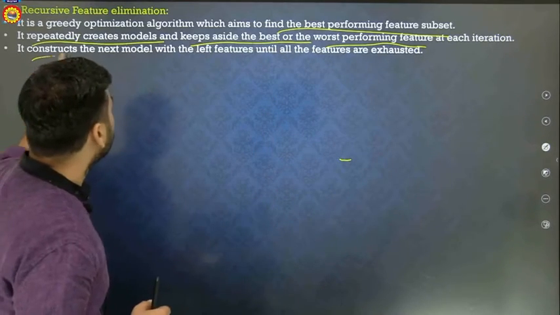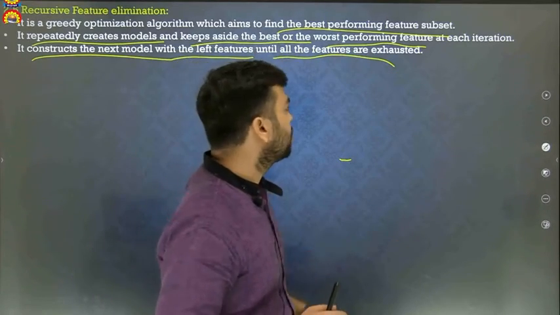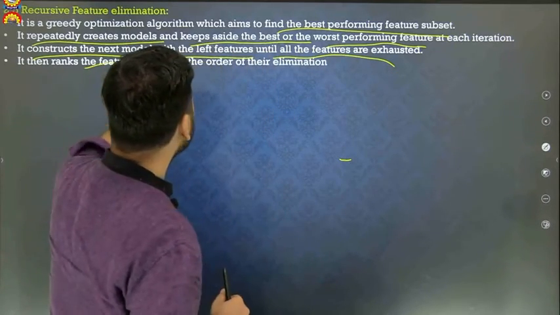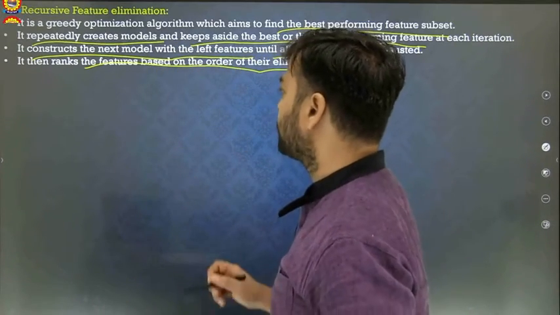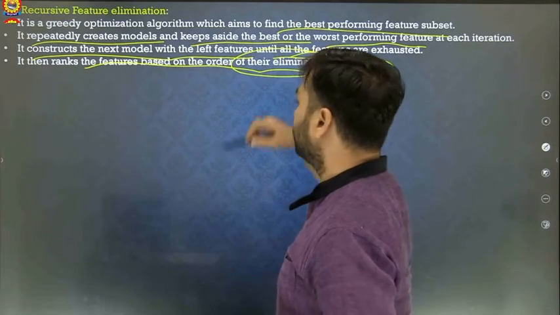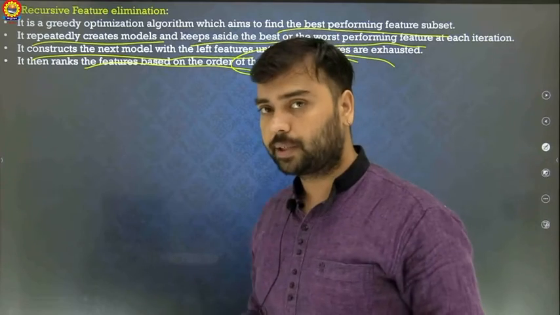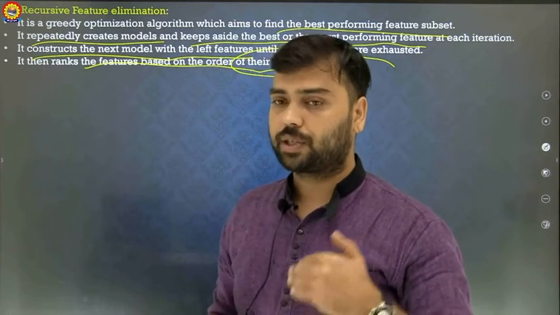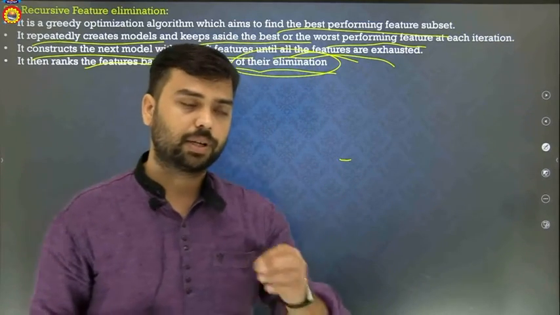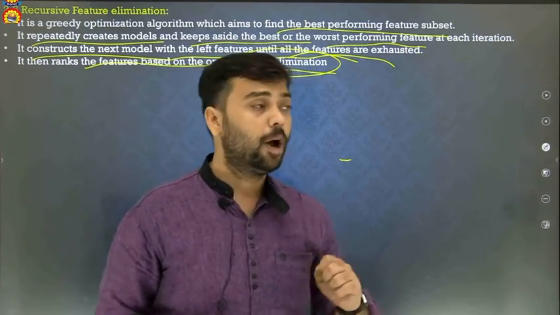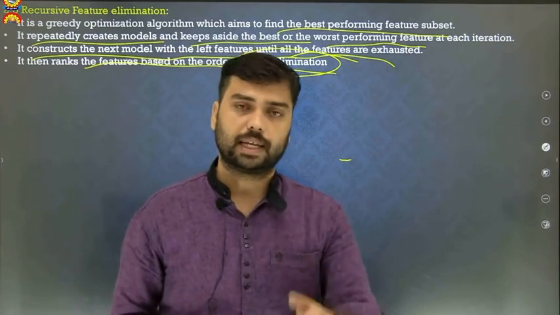So it constructs the next model with the left-over features until all the features are exhausted. It then ranks the features based on the order of their elimination. So how do we eliminate the features? We assign the rank to the eliminated features, so we can easily identify them: the first elimination gets rank 1, the second elimination rank 2, the third elimination rank 3. On the basis of the elimination ranking, we can say this one is more correlated, this one is less correlated.